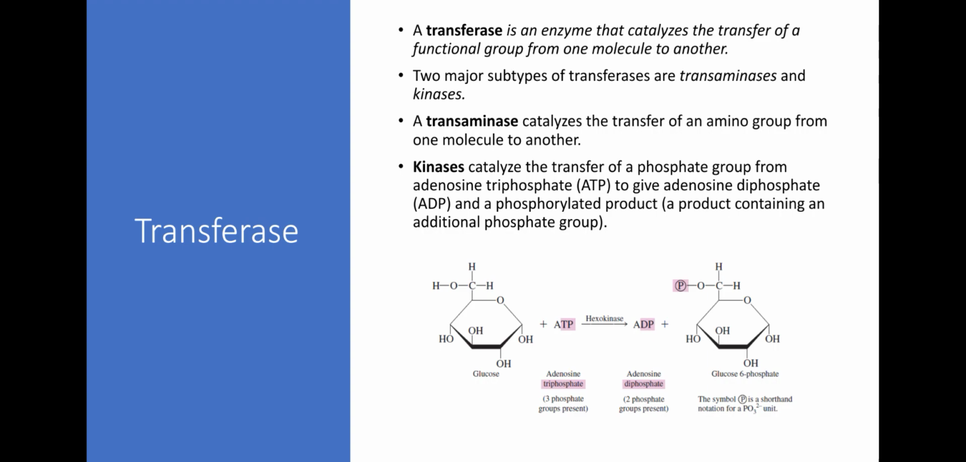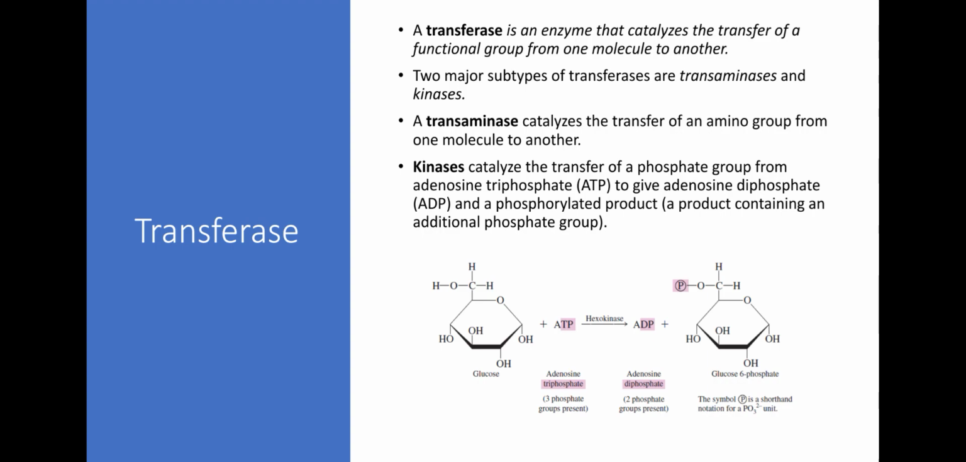So what now are kinases? Nope, that is not the word you say when you are annoyed. Kinase. Kidding aside, kinases catalyze the transfer of a phosphate group from adenosine triphosphate or ATP to give adenosine diphosphate, ADP, and a phosphorylated product, a product containing an additional phosphate group.